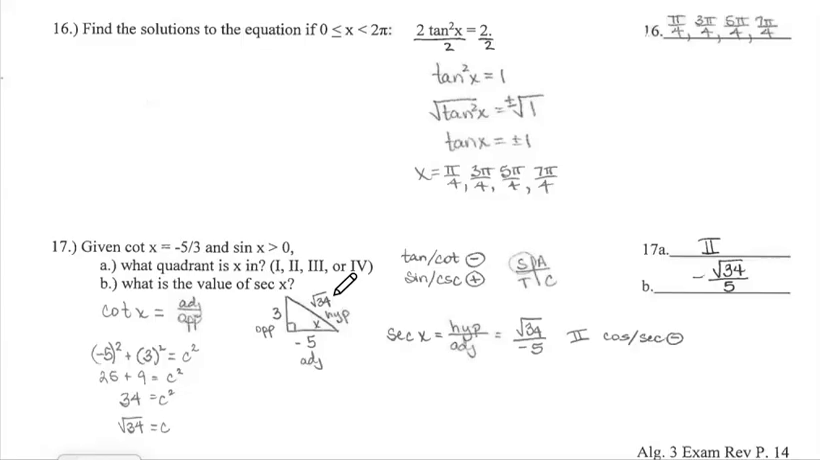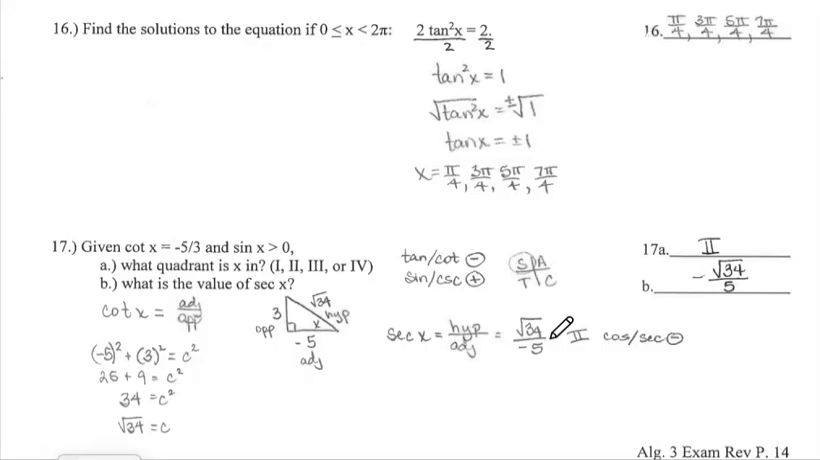All right, so now we can answer the question that was actually asked: what is the secant? Remember, by definition, and you can see it on your formula sheet, that secant is hypotenuse over adjacent. So I can come over here and see hypotenuse is square root of 34 and adjacent is negative 5.